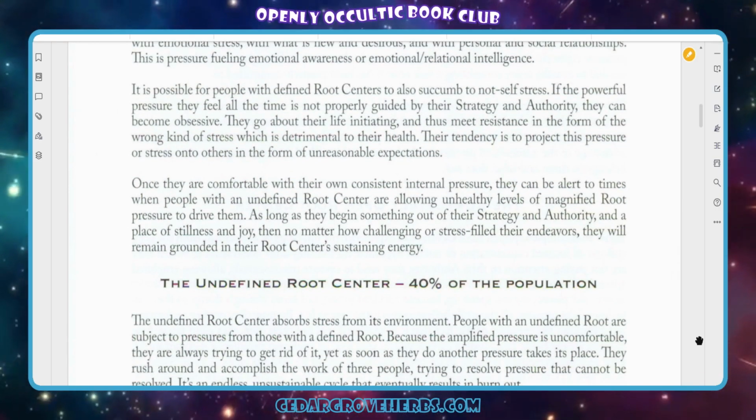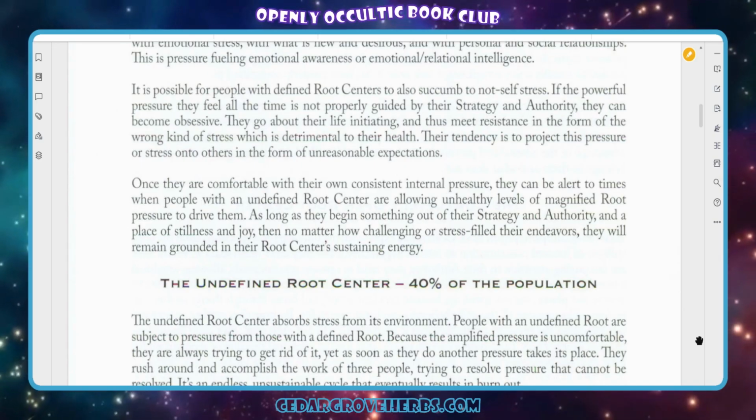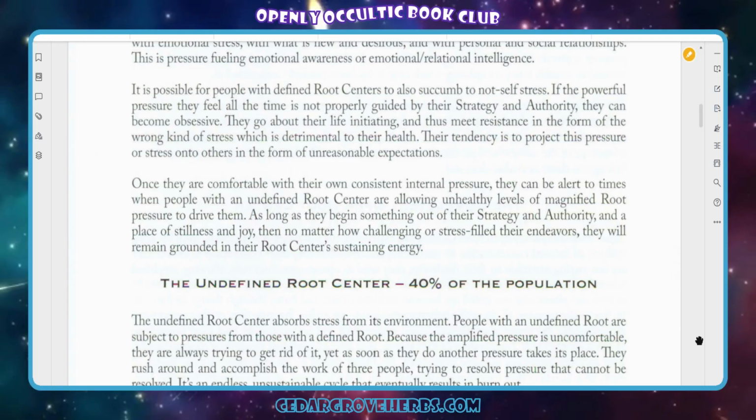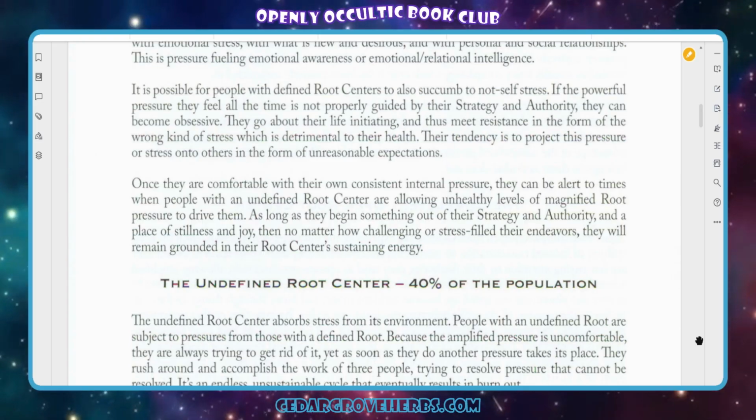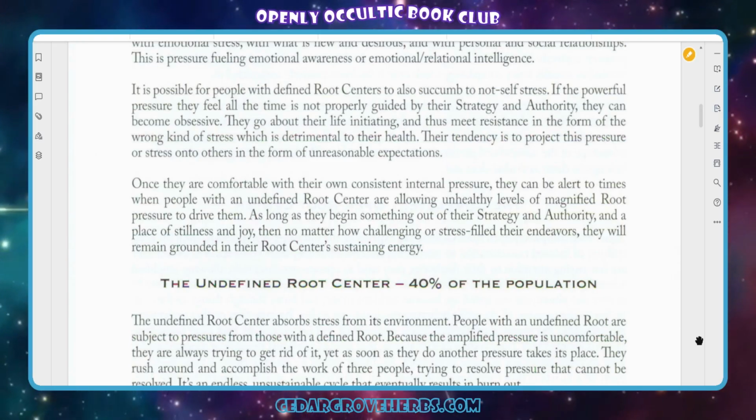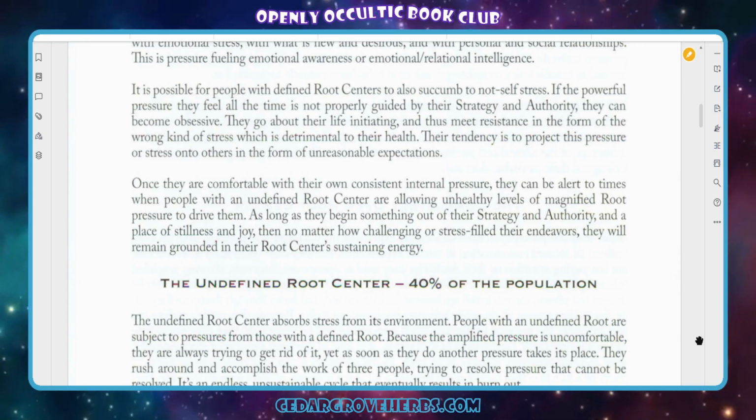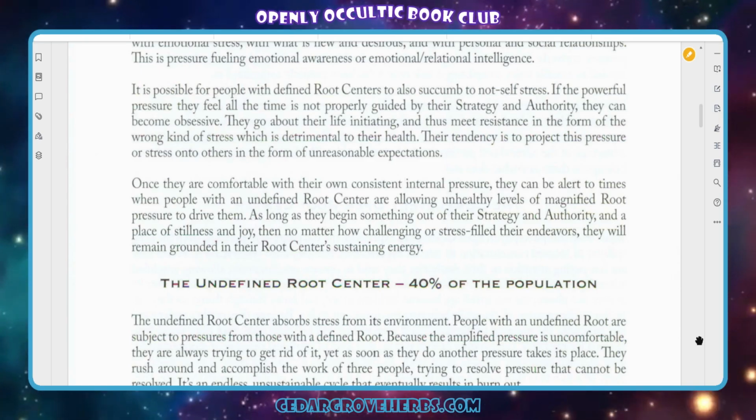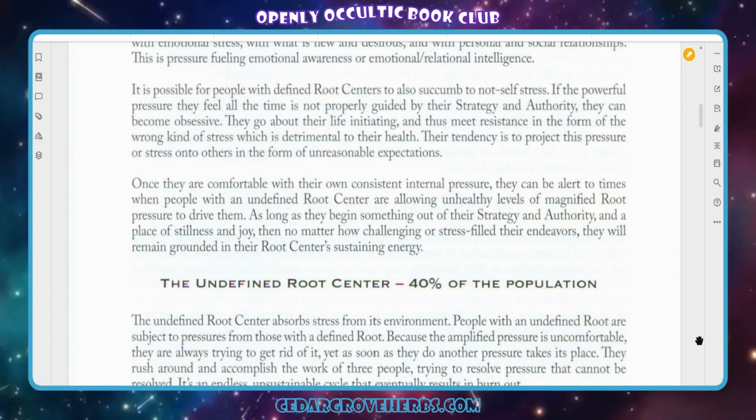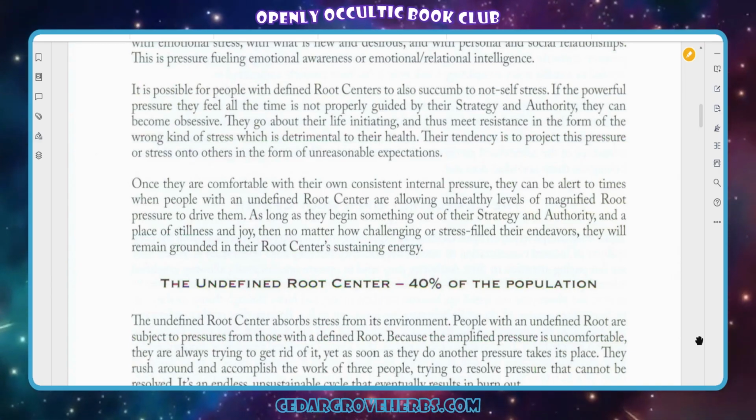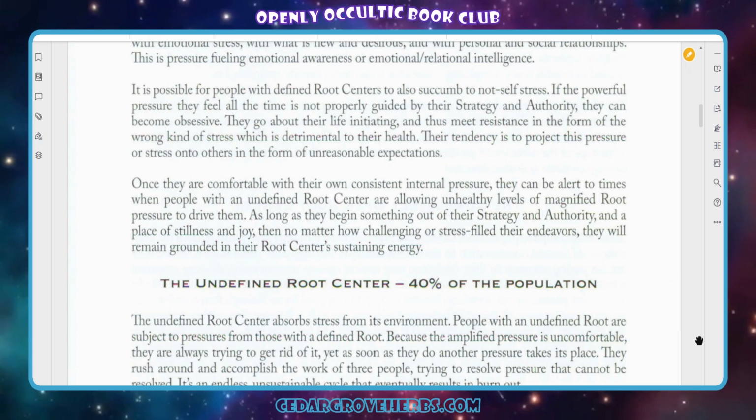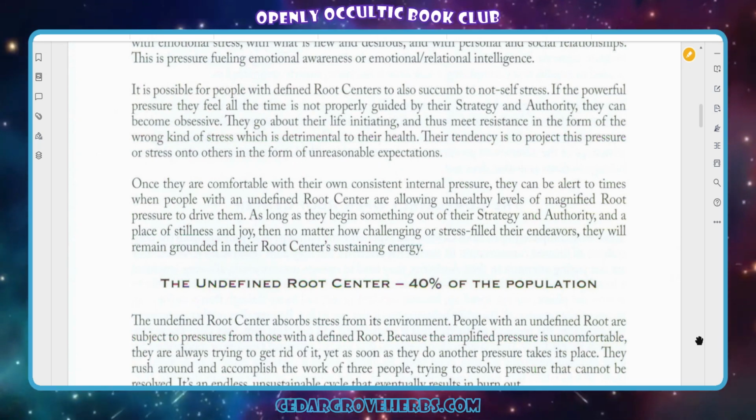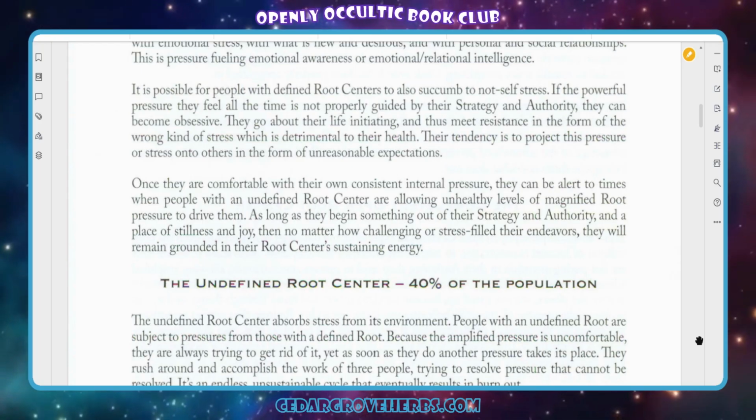Once they're comfortable with their own consistent internal pressure, they can be alert to times when people with an undefined root center are allowing unhealthy levels of magnified root pressure to drive them. As long as they begin something out of their strategy and authority and a place of stillness and joy, then no matter how challenging or stress-filled their endeavors, they will remain grounded in their root center's sustaining energy.